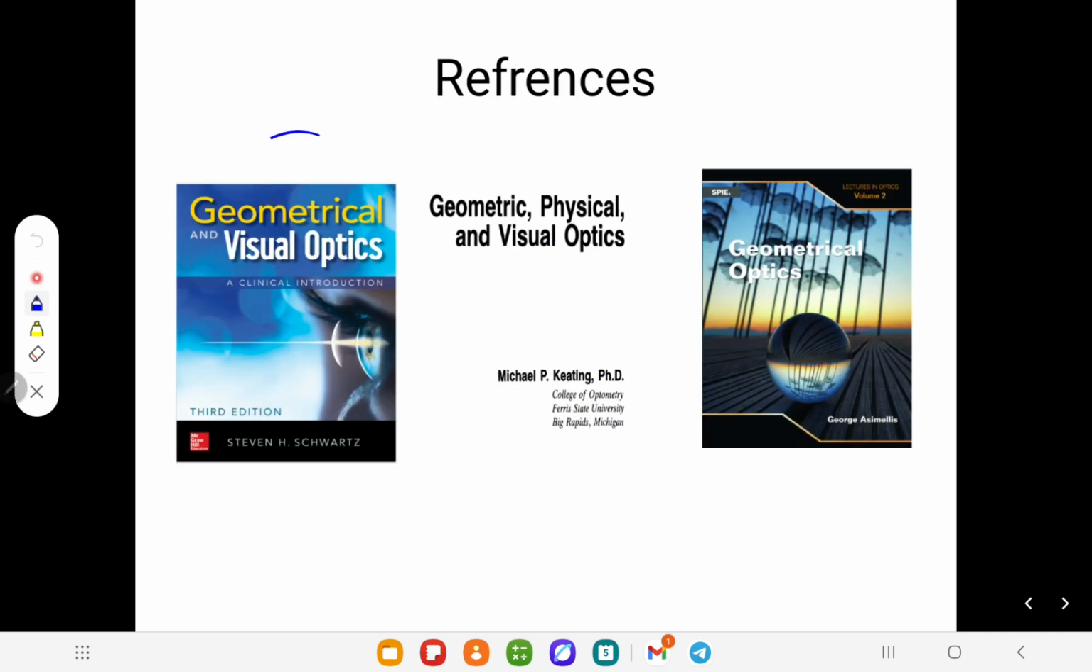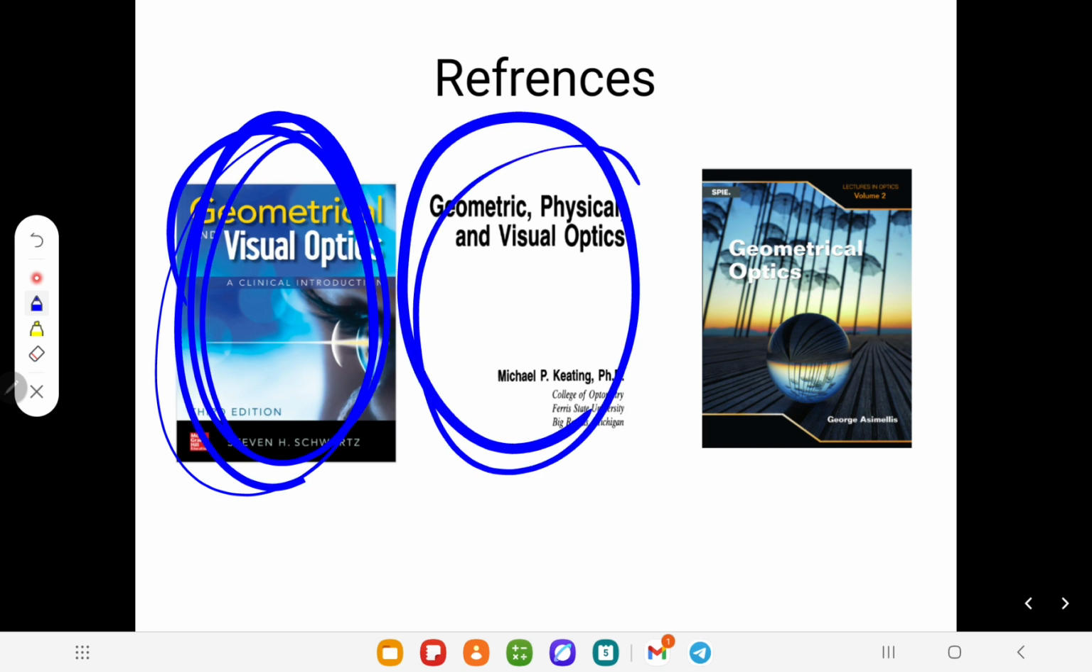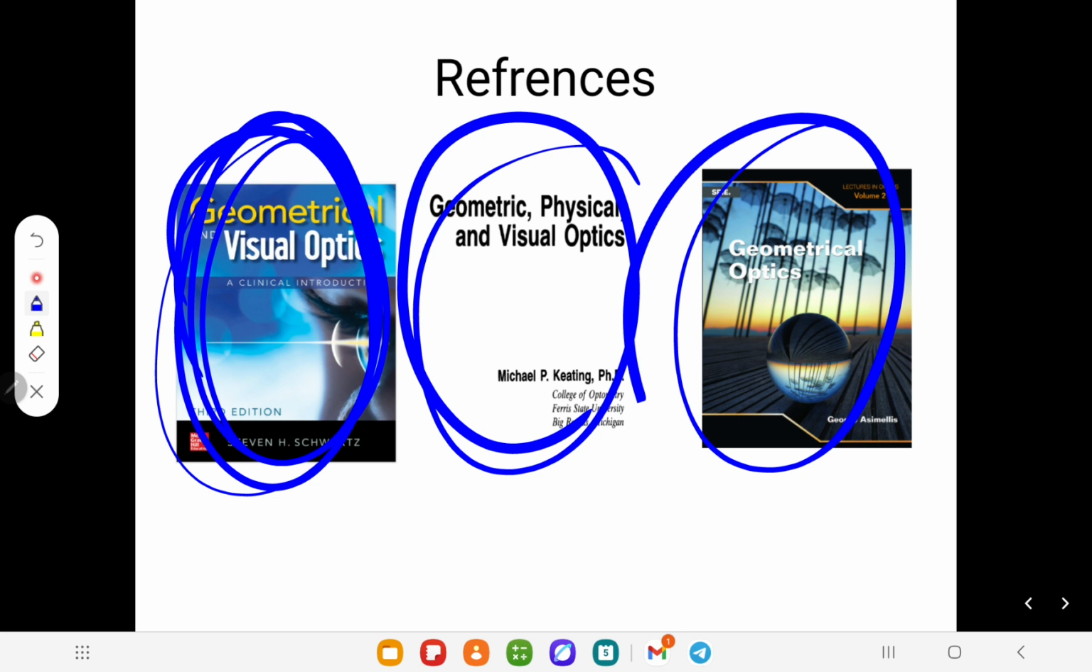Okay. So again, just start with this book. This is a great book, and this is also a good book. Don't forget, and my favorite book. Just remember these three books are golden books.